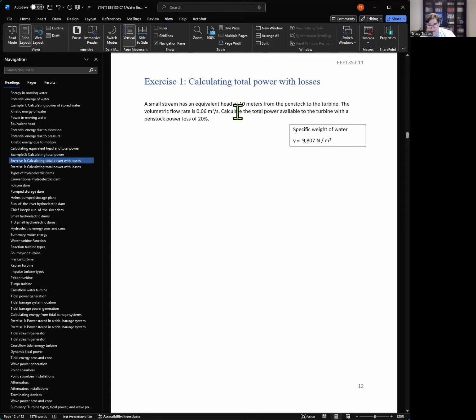Obviously, the 10 meters is bigger, the flow rate is bigger, so your total power should be more, but then the penstock loss will chop it off a little bit. So let's take our 15 or so minute break, do this calculation real quick. We'll come back, see how you did it, and check your answers. Okay, we'll see you in a second.